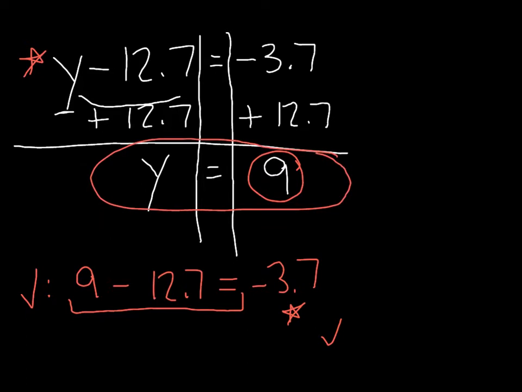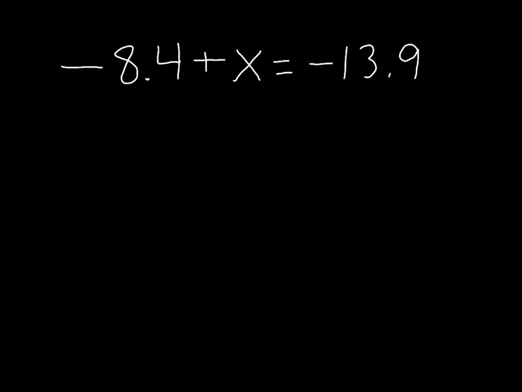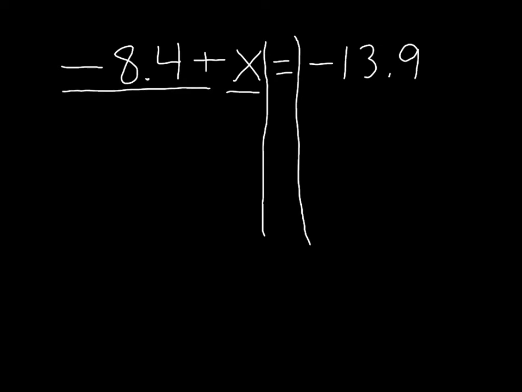All right, let's try another example. Okay, here's our second equation. We have negative 8.4 plus x equals negative 13.9. I'm going to draw my train tracks. And here's my variable. I want to get that x by itself, so I need to get rid of the rest of that side, the negative 8.4 plus x.